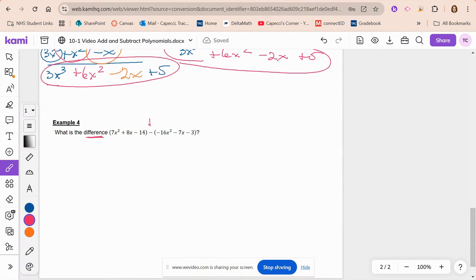All right, now let's do the same thing, but this time we're going to talk about difference, and you can see we're subtracting here. So when we subtract, we have to distribute that negative sign. That first polynomial is going to stay the same. Negative times negative is going to be plus 16x squared.